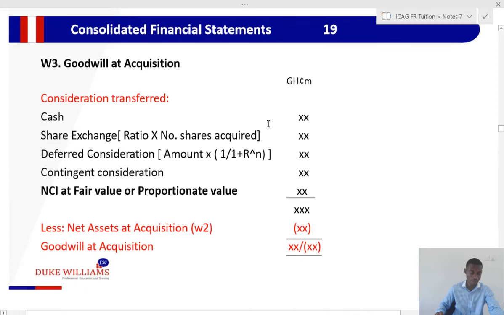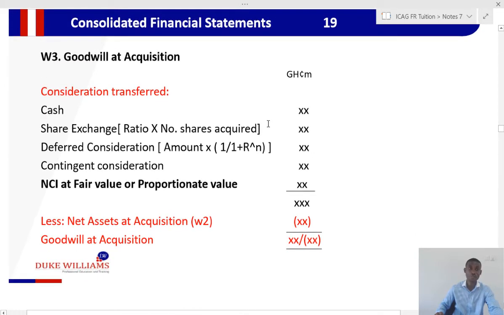So we'll also look at workings 3, which is goodwill at acquisition. And I'll take you through the details, or the elements, of the goodwill at acquisition. The pro forma for goodwill at acquisition is structured as: 1, we look at the consideration, so the consideration paid to acquire. Now there could be elements of consideration that will be given in the question. So the elements are: 1, we can have cash. So cash is paid to acquire the ordinary shares of the subsidiary, and often you don't have a difficulty with cash.